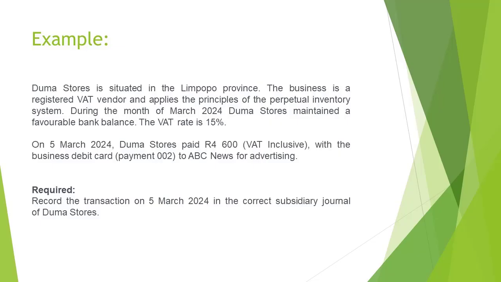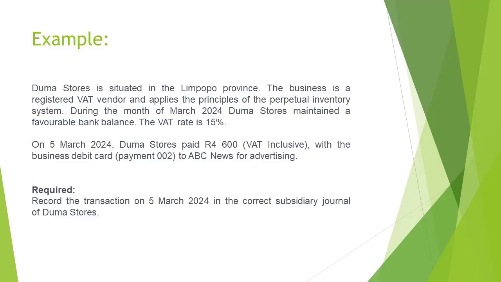Duma Stores is situated in the Limpopo province. The business is a registered VAT vendor and applies the principles of the perpetual inventory system. During the month of March 2024, Duma Stores maintained a favorable bank balance. The VAT rate is 15%. On 5 March 2024, Duma Stores paid R4,600 VAT inclusive with a business debit card to ABC News for advertising.